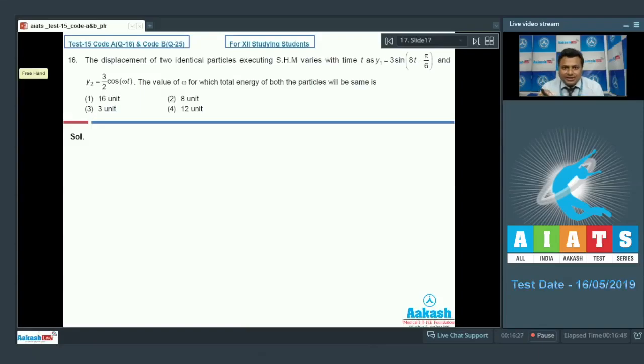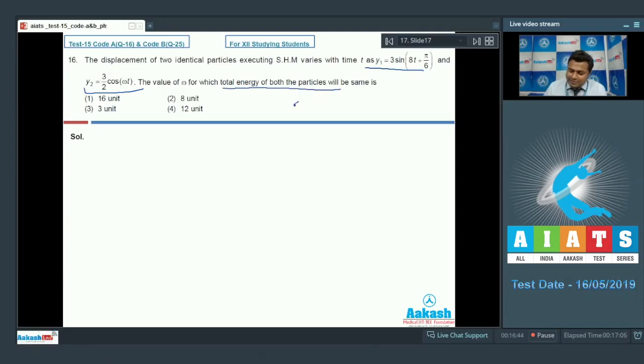So here is question number 16, everyone. The displacement of two identical particles executing SHM varies with time t as y1 equals 3 sin(8t + π/6) and y2 equals 3/2 cos ωt. The value of ω for which the total energy of both particles will be the same.